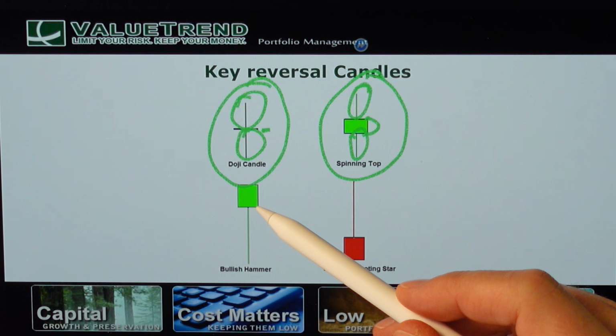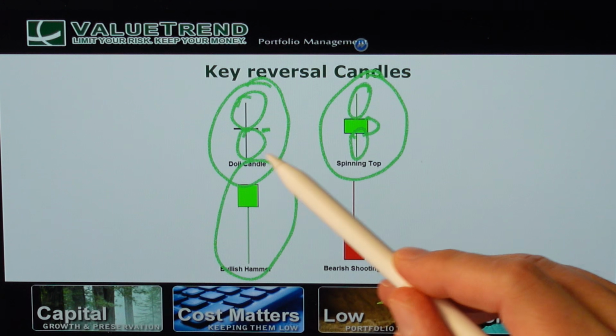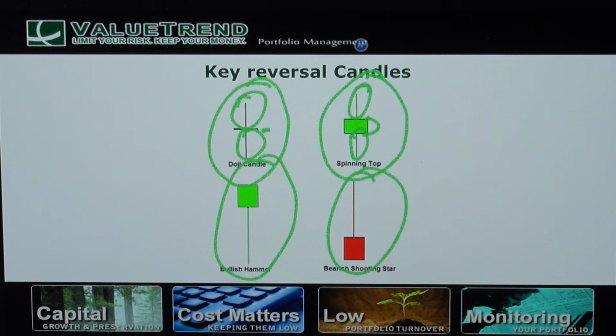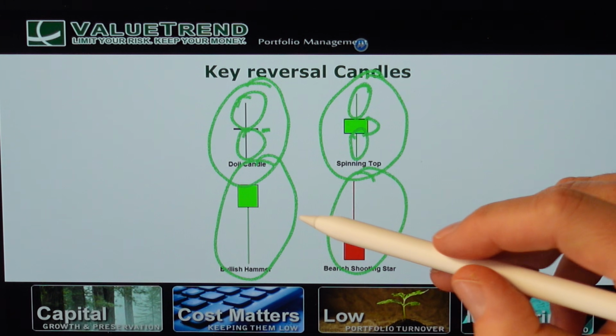Now, the two other candles I'm going to show you here are what's called the bullish hammer and the bearish shooting star. For practical purposes, they both look like hammers, as you can see on the chart. I prefer to just call the one a bullish hammer and the other one an inverted or bearish hammer. I don't use the term shooting star. These candles are identified by being either at the top or the bottom of the trading range that day.